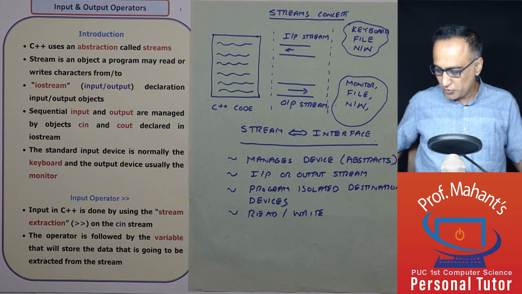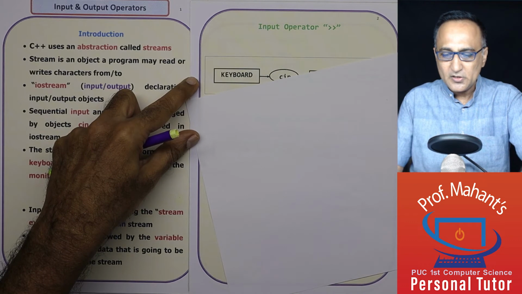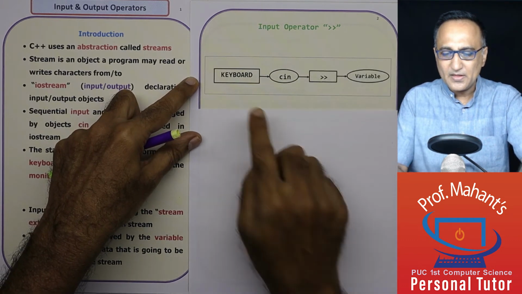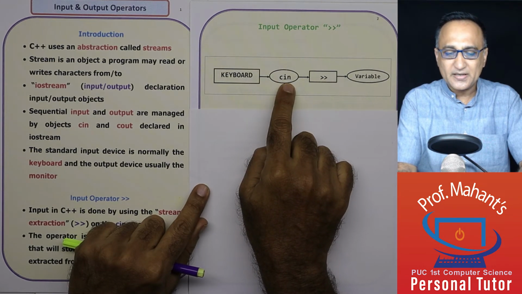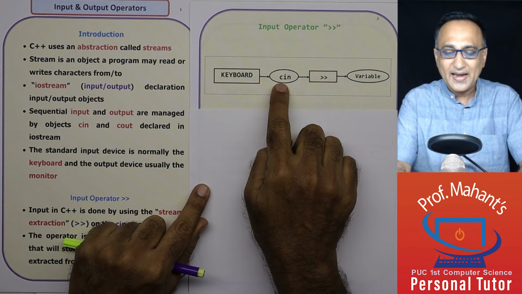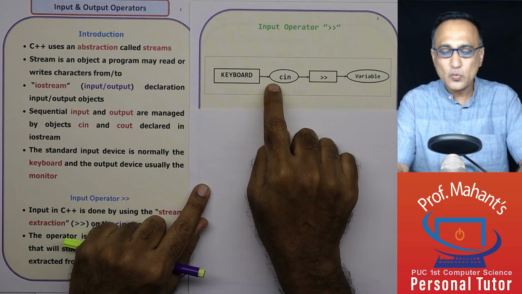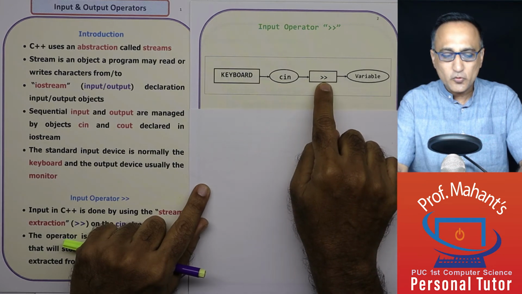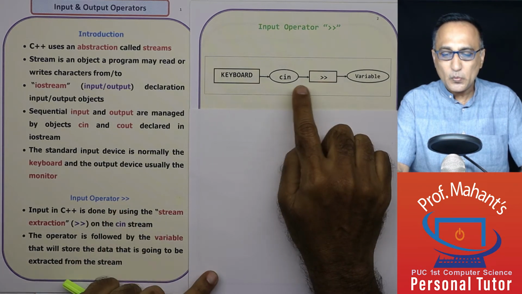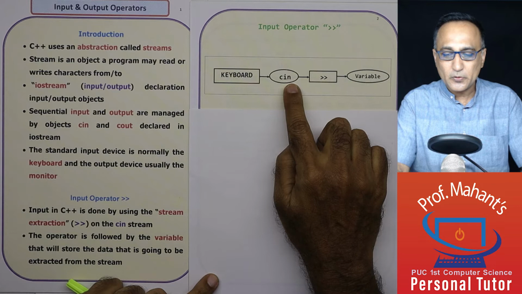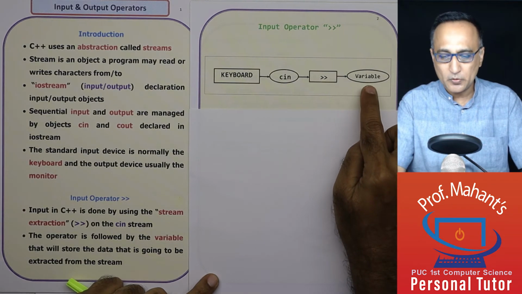So let me show you this particular thing through a diagram. This will make it a lot more clear. Let us say I am typing something into the keyboard. This cin object gets the data from the keyboard and keeps it ready as a series of bytes. That means one byte is 8 bits, so one character at a time it keeps ready. Using this input or stream extraction operator, we extract data which is present in this object and store it in the variable which is going to be used by our program.